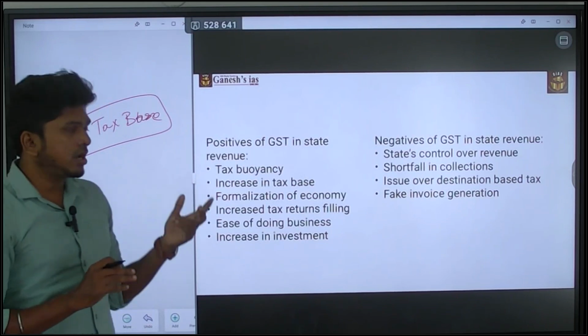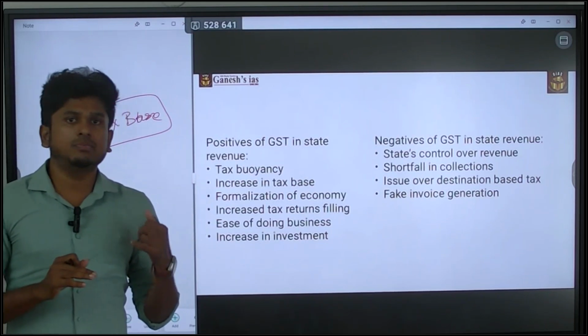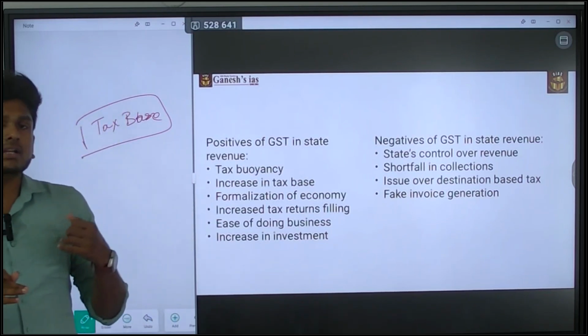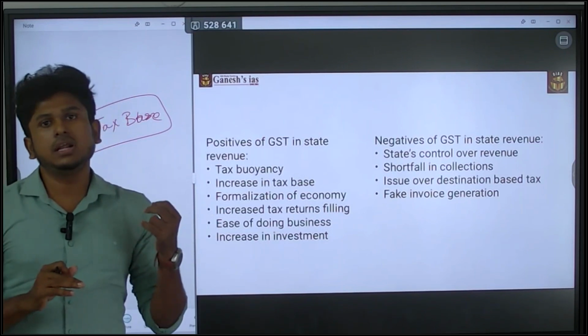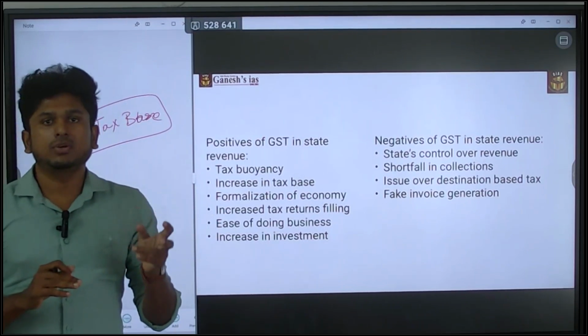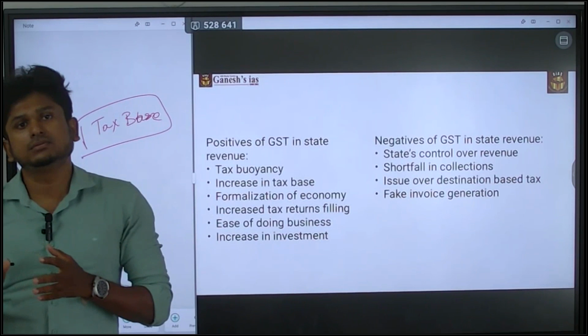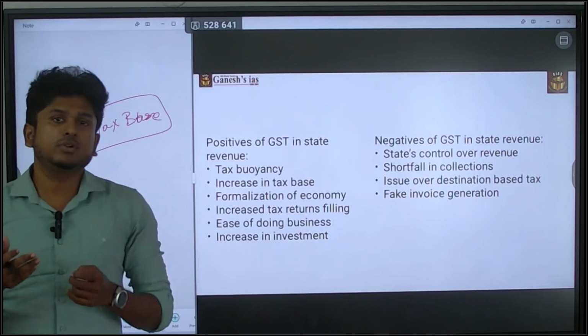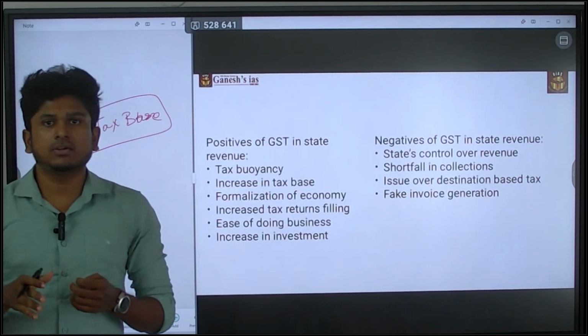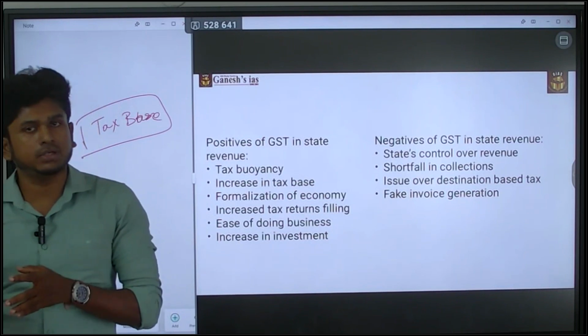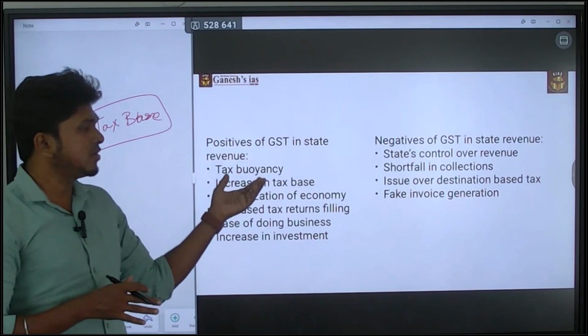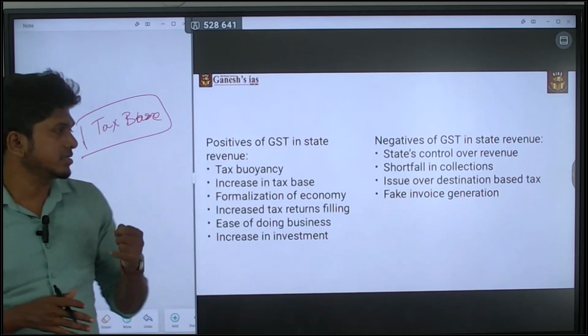Next, shortfall in the collections. Yes, that is the major concern. Even though there is huge growth, with 1 lakh crore collection happening, it is not in a sustained way. Sometimes it is reduced as well. Okay, that has also happened. So that is why shortfall in the collection is also a major concern.